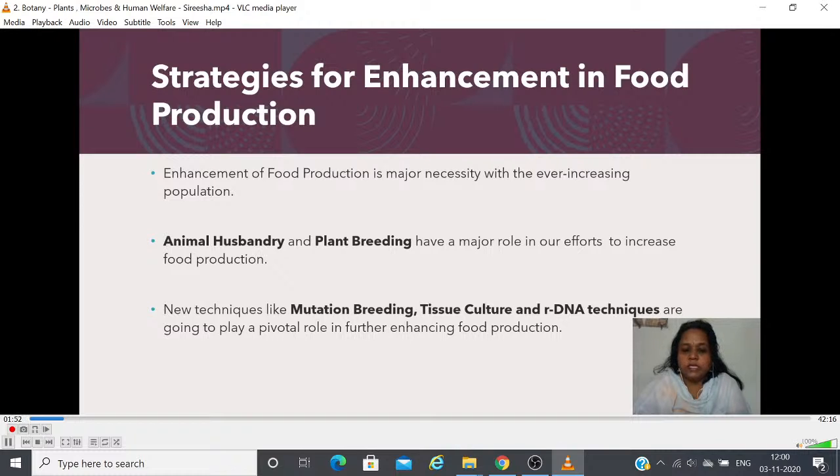New techniques like mutation breeding, tissue culture and rDNA techniques are going to play a vital role in further enhancing food production. That means not only plant breeding, some other techniques are also used, like mutation breeding, tissue culture, or rDNA techniques. All these techniques and strategies are used only for enhancement in food production. Now we will see what this plant breeding is and how food production is increased by using this technique.